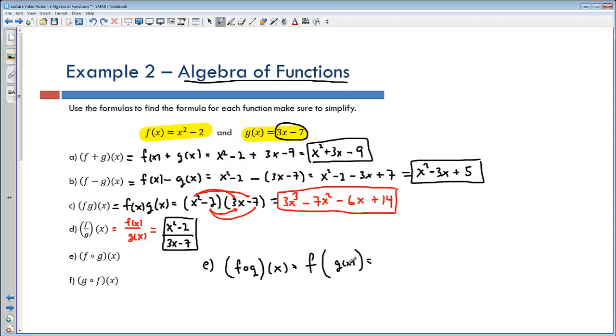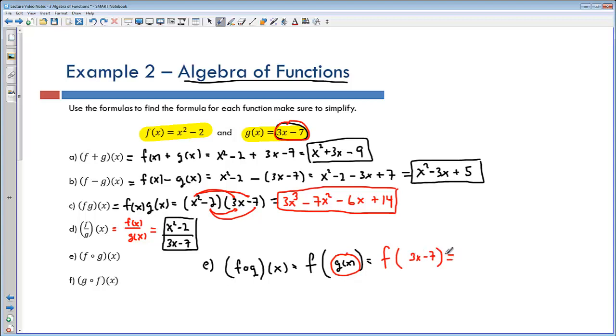And now I'm just going to do what that says. So wherever I see this g of x right here, I'm just going to replace it with its formula. So there's g of x, and it appears its formula. So I'm going to rewrite this as f of, and I'm going to write 3x minus 7 here, because that's what g of x is. And now I'm going to do what this says.